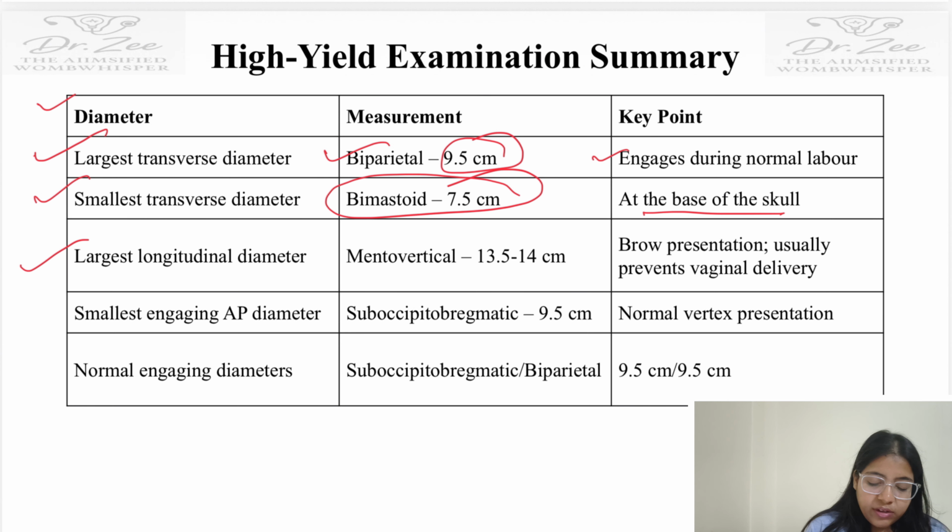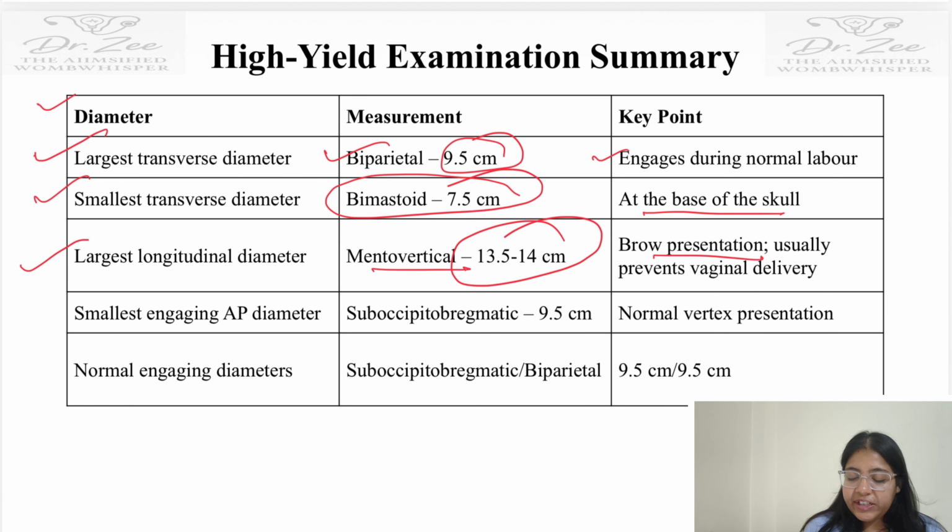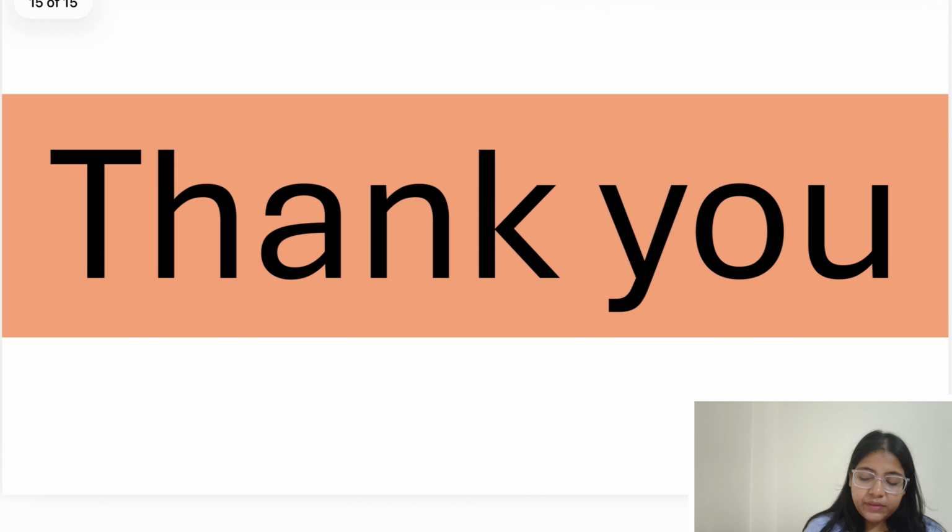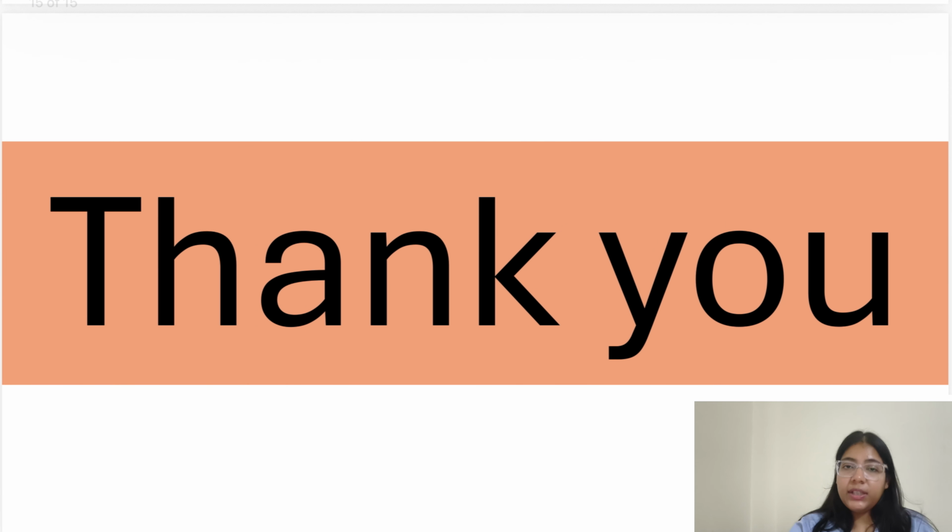The largest longitudinal diameter is mentovertical in brow presentation, and it prevents vaginal delivery. And the smallest engaging AP diameter is suboccipitobregmatic, which is 9.5, which is seen in normal vertex presentation. And normal engaging diameters are suboccipitobregmatic and biparietal. It is the transverse and this is the AP. So 9.5 both.